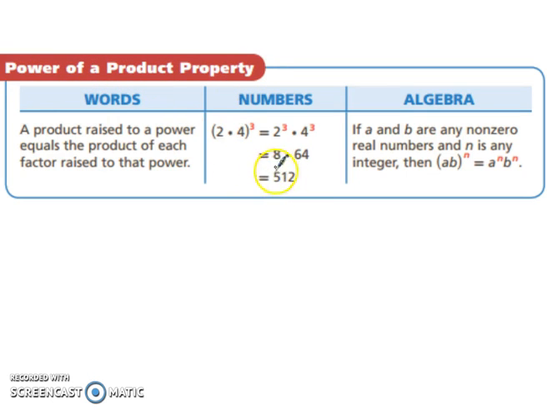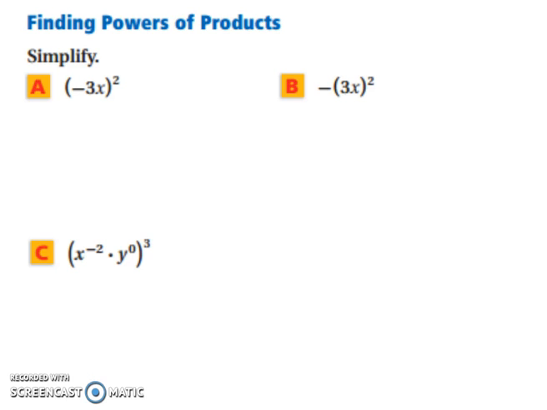Okay? So 2 to the 3rd is 8, 4 to the 3rd is 64. 8 times 64 gives you 512. Let's practice this property. So we can rewrite this to say negative 3 to the 2nd times x to the 2nd. Well, negative 3 to the 2nd is 9, and you can't simplify x to the 2nd, so we're just going to rewrite it.